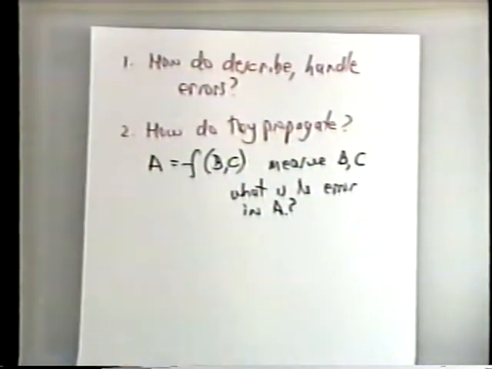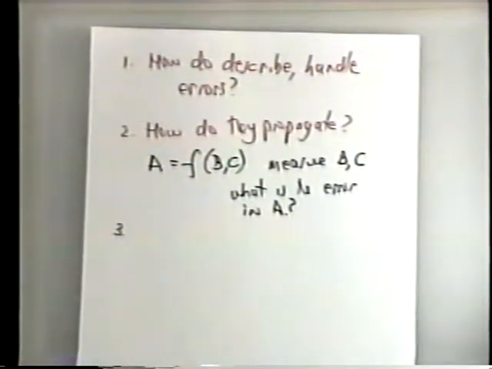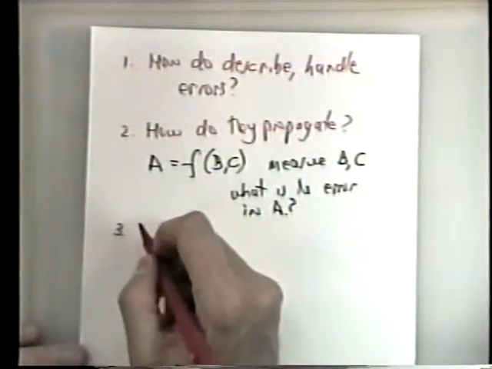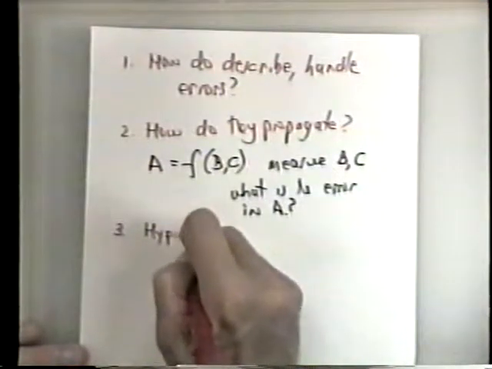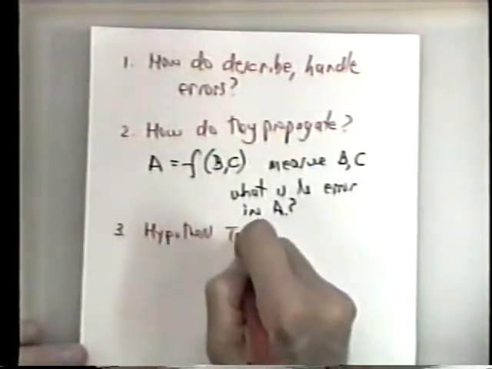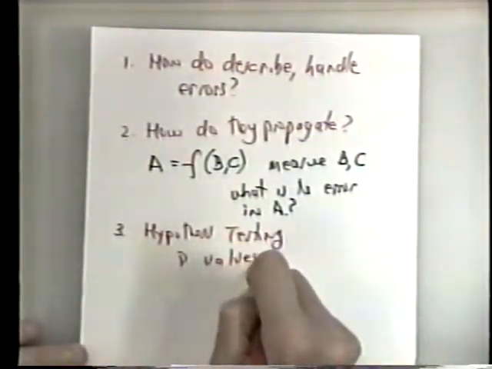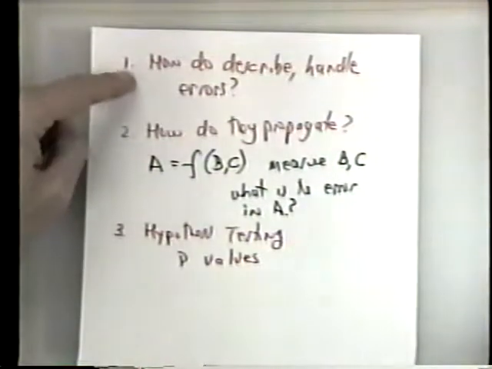And then after that, in the second part today, what I'll describe a little bit is hypothesis testing and these p-values that I alluded to a little while ago. Okay. So let me start at the beginning of how we describe errors in an experiment.